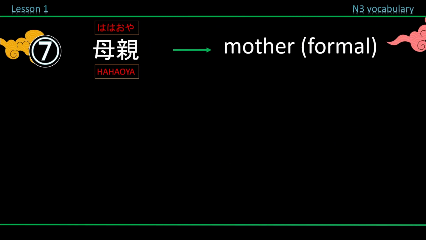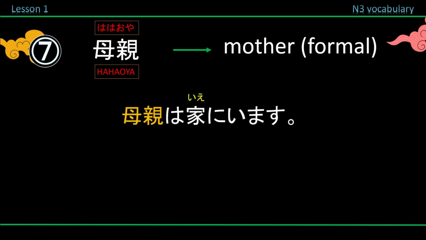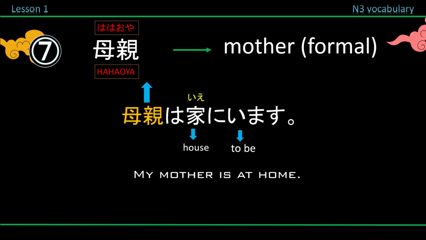Now for mother, we simply add oya after haha and it becomes haha-oya. So here is an example sentence. Haha-oya wa ie ni imasu. This means my mother is at home. Now you might be wondering, why don't we just use haha and chichi all the time? The reason is formality. When you are speaking politely, especially to someone senior or in a formal situation, you refer to your parents as chichi-oya and haha-oya. This is a very natural Japanese usage, so it's good to get used to it early.